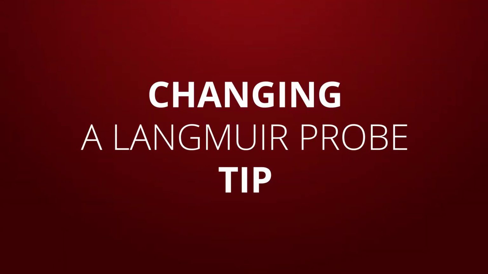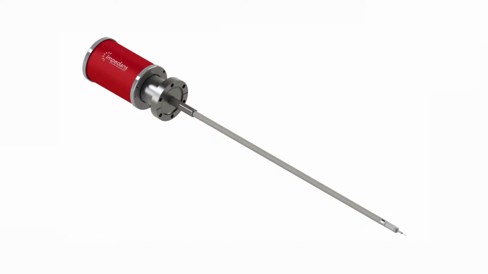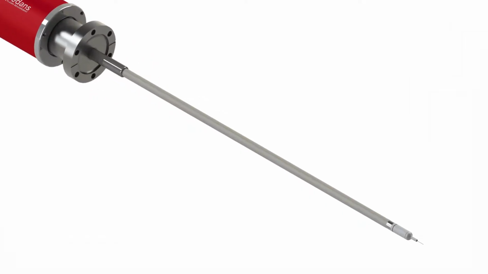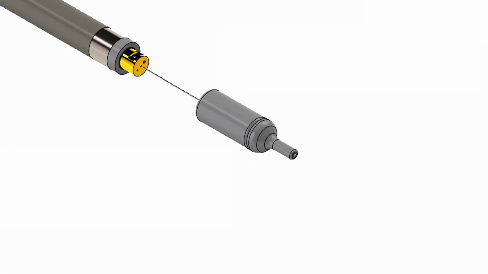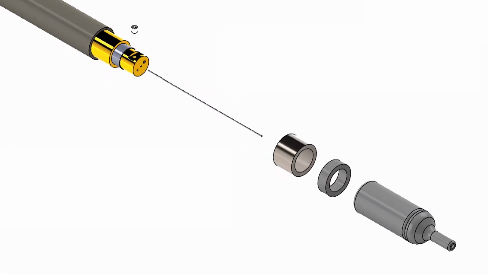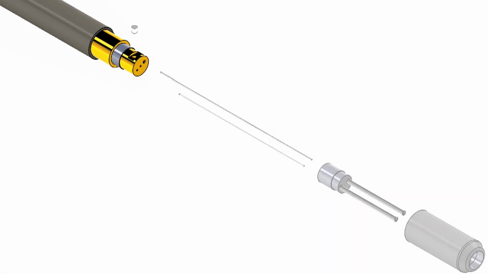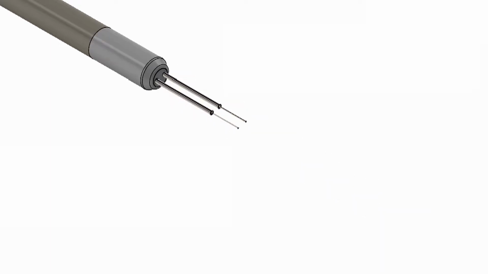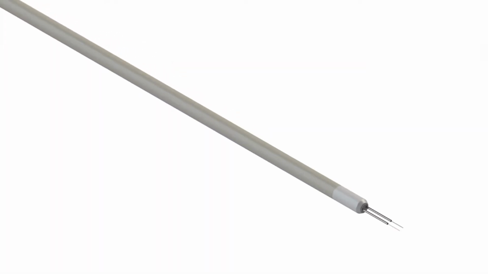The Langmuir probe is supplied with a single probe interface installed unless otherwise requested. The single probe interface can easily be converted to a double probe interface. Remove all single probe parts from the probe tip end as shown. Install the double probe interface kit. Ensure that the two probe tips are secured with the two grub screws provided.